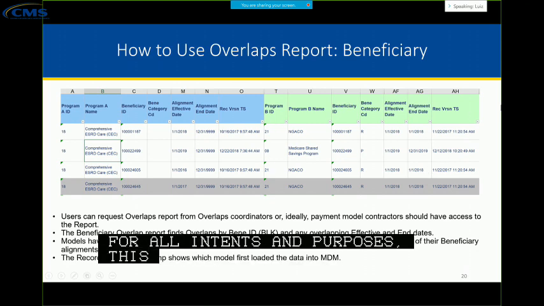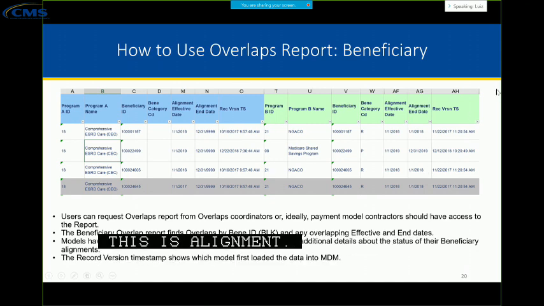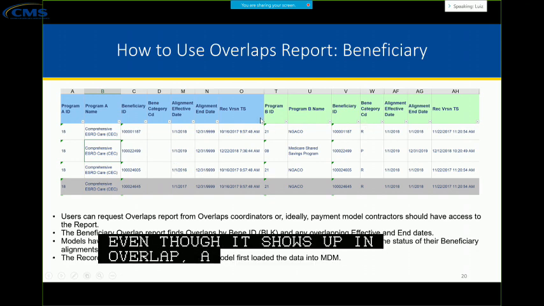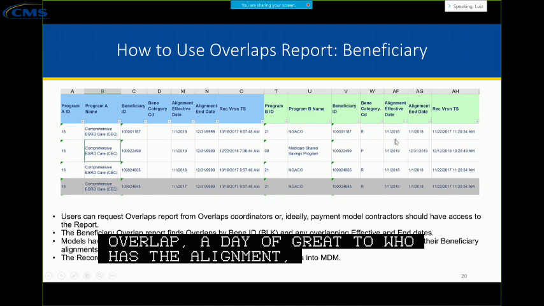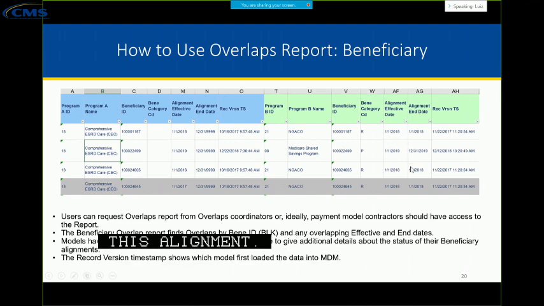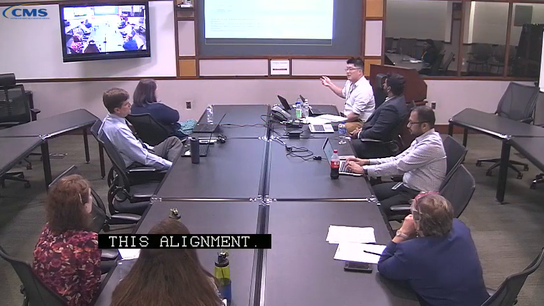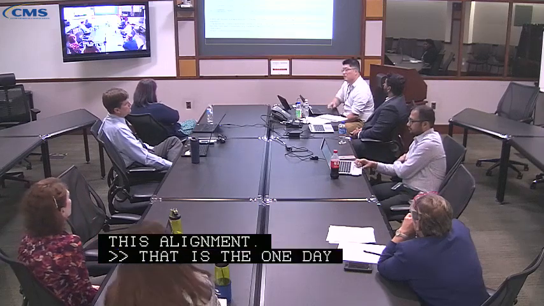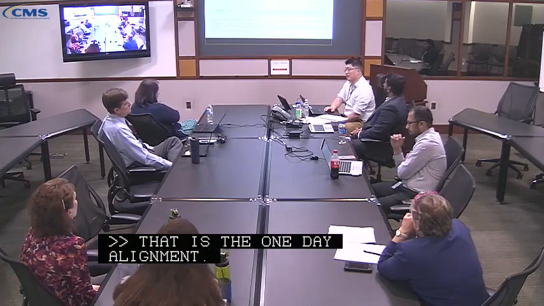And even though it shows up in the overlap report, so long as they agreed on who has the alignment, CEC officially has the alignment. So then NGACO would drop that Benny for the one-day alignment? Yeah, officially they don't look at it as alignment, but on a report level, they wanted to keep it in MDM.